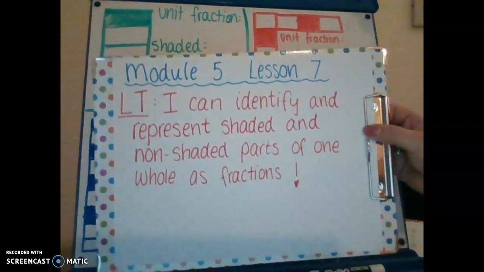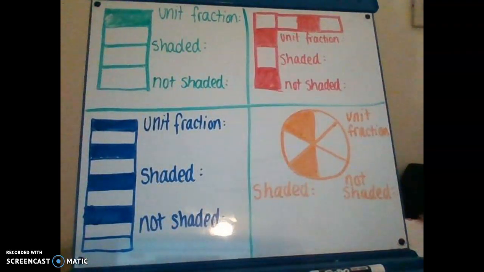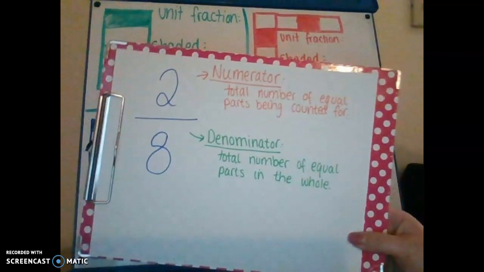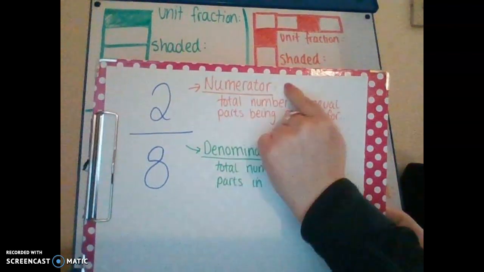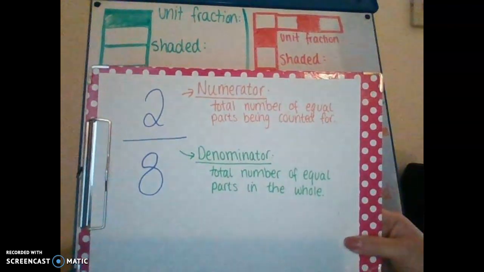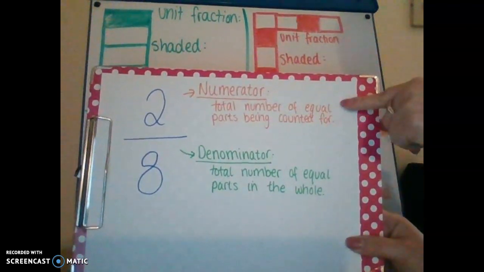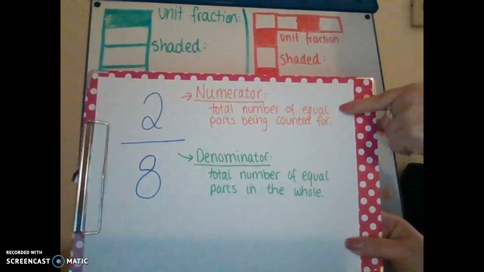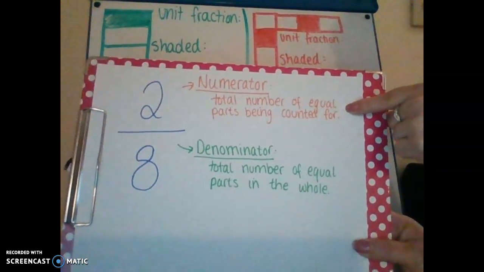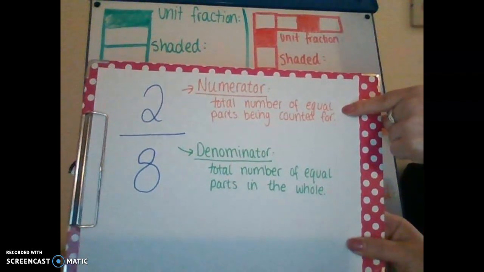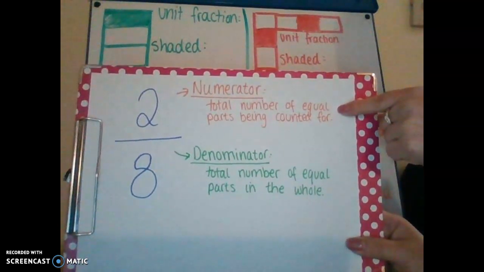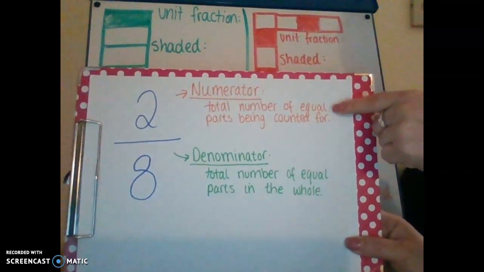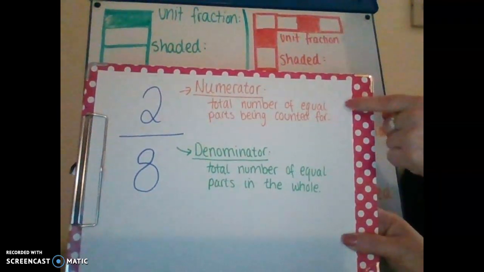Before we look at our questions that are behind us, I want to go over fractions in general. We remember this is our top number here. Our top number is our numerator, and that is the total number of equal parts being counted for. It's important that it's not just the shaded parts, it's the other parts that are not shaded because they make up the whole also. So it's the total number that are being counted for.